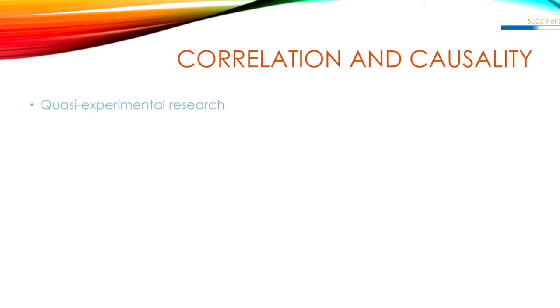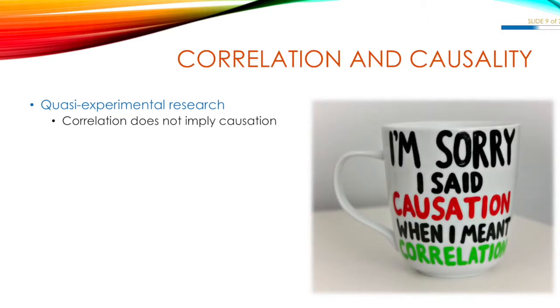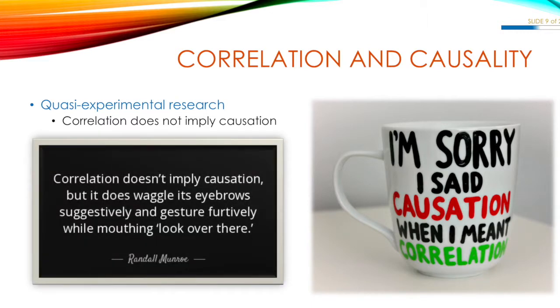Now, it is important to note that most analyses of mediation and moderation are based on quasi-experimental or correlational research designs. As such, knowing that a variable moderates or mediates a relationship is not the same as saying that there is a causal relationship. Only controlled experimental studies can speak to causal relationships. Most clinical research does not have that kind of control. That being said, correlation is a requisite feature of causation. And while they're not the same, as Randall Munroe, the cartoonist behind xkcd, once said, correlation does not imply causation, but it does waggle its eyebrows suggestively and gesture furtively while mouthing, "Look over here."